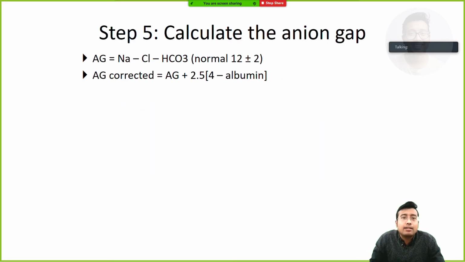Next, we need to look at the anion gap. Now, what is this anion gap? Anion gap in serum. We will take a separate class on anion gap if needed. Okay, what is an anion? What are the main anions and cations in the serum?